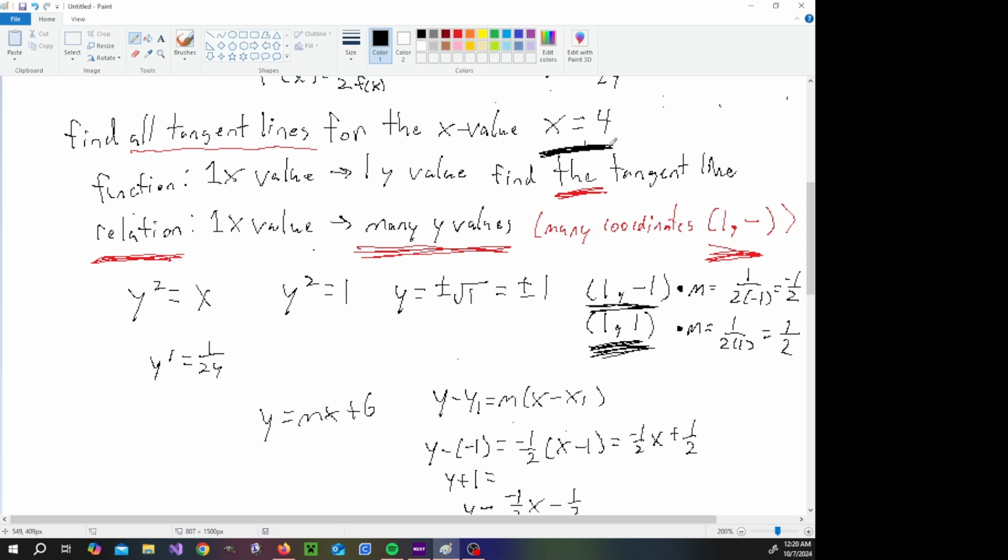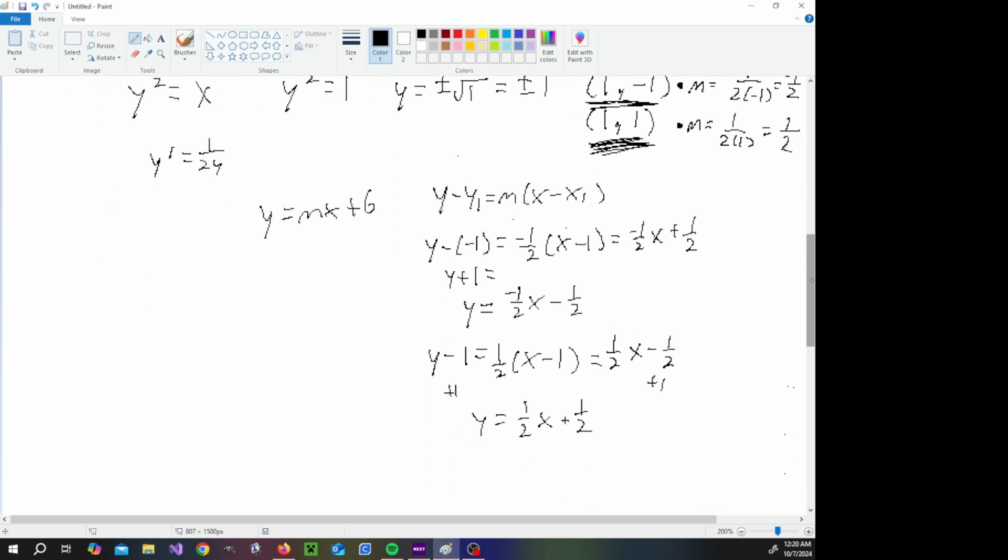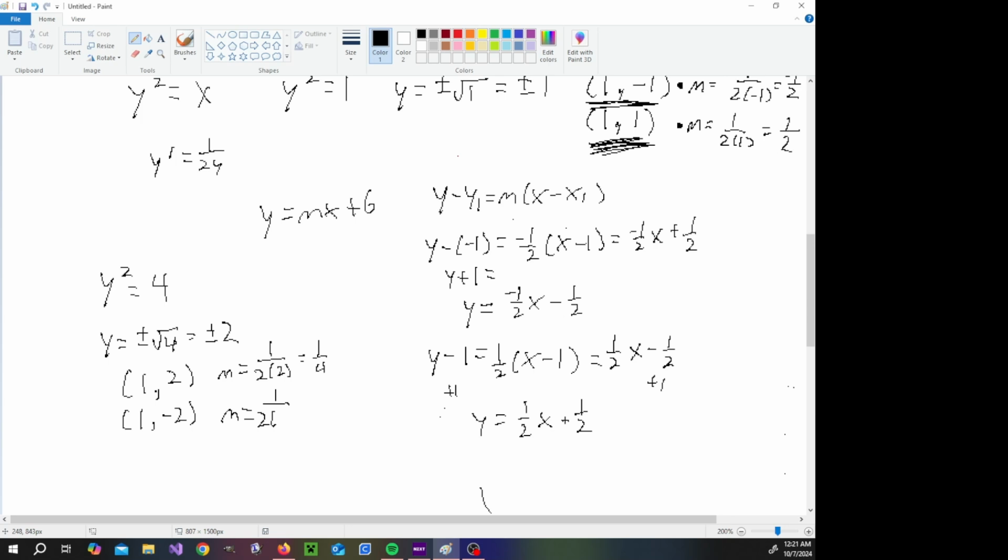So really, we would do all the same work, but instead, we would have y squared is equal to 4 that we're wanting to look at. So then this turns into y equals plus or minus the square root of 4, which is 2, so y is plus or minus 2. So now our two coordinates would be (1, 2) and (1, negative 2), and now the m value here, 1 over 2 times 2, well, that's 1 over 4, and m equals 1 over 2 times negative 2, so negative 1/4.